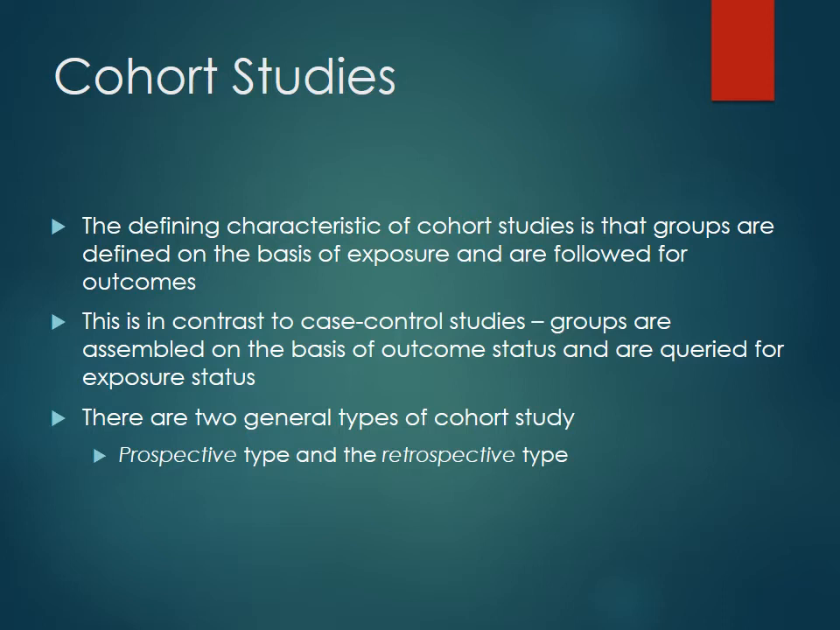In contrast, case control studies are groups that are assembled based on the outcome status, and then you're queried for the exposure status earlier on. So again, those are mainly going to be retrospective. Cohort studies are generally going to be more prospective. And so, like I said, there are generally two types. You can have cohort studies that are retrospective, so I'll show you a picture here in just a second that'll demonstrate that.